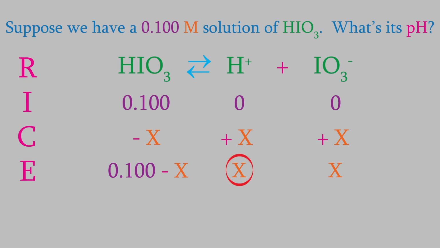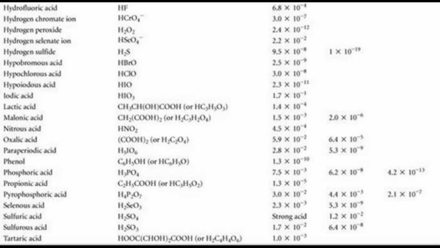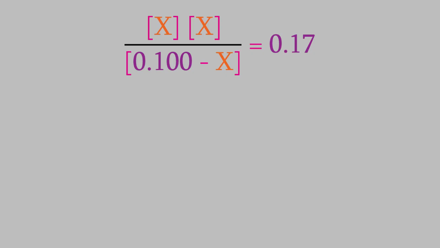How do we get that? We use the equilibrium expression. For this reaction, we have Ka is equal to the products over the reactants, which is this expression. To solve the equation, we need to know what the value of Ka is, which we get from Appendix D of your textbook. If you look there, you'll find out that it's 0.17. Now we can use this equation to find x.